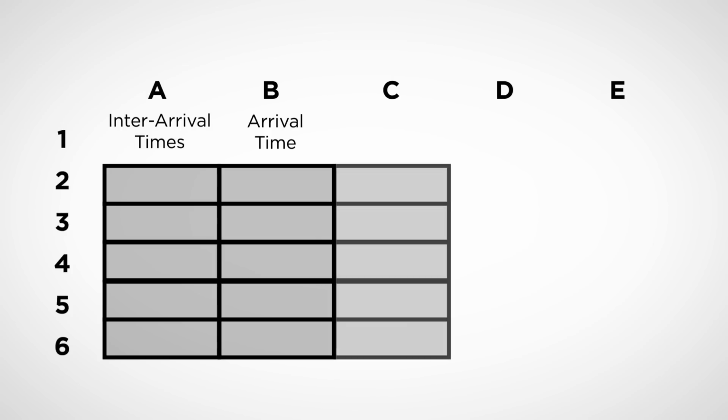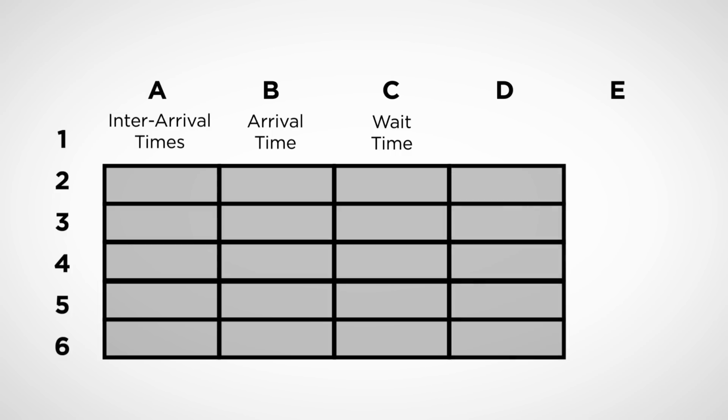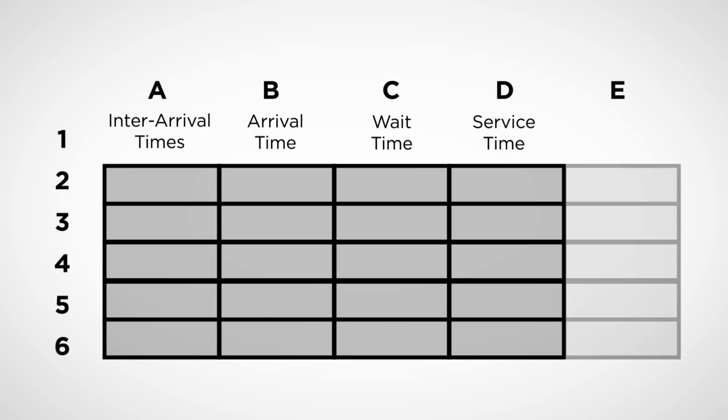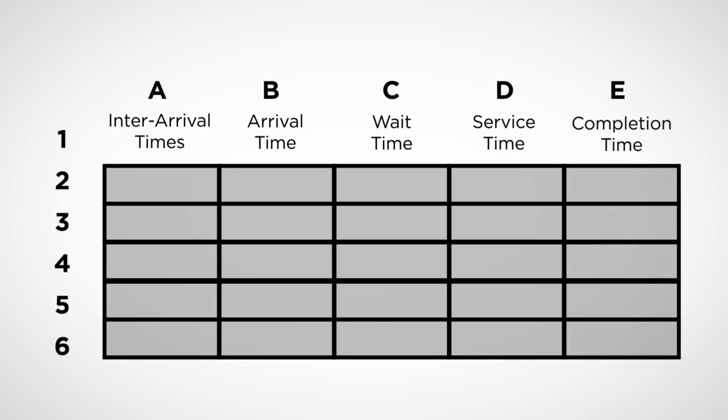The third one is going to have the wait time. That is, how long did that customer wait in line, which at the end of the day is what you want to know. The fourth column is going to have the service time, which is how long it takes to service a customer, how long it takes to get that customer his cup of coffee. And the last column is going to have the completion time, which is at what time did the customer get the coffee and leave the system.